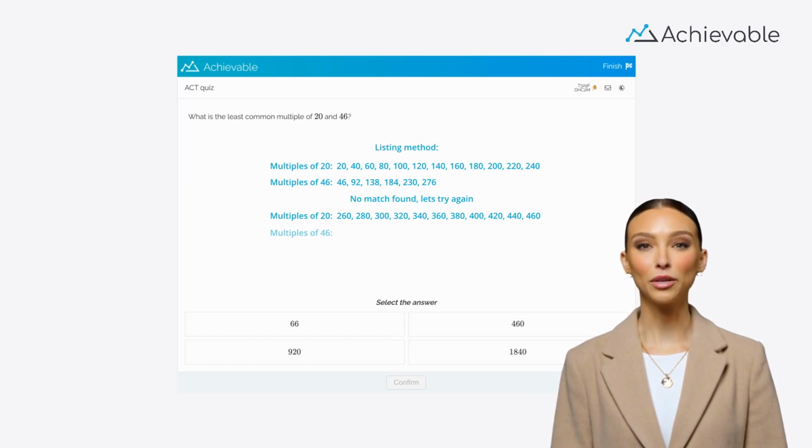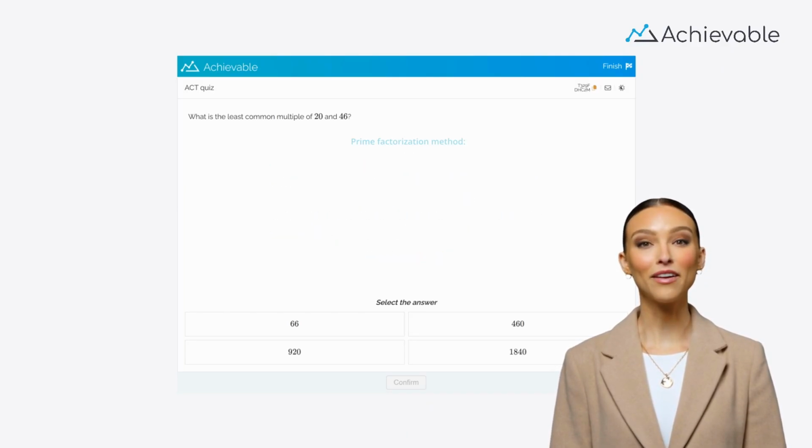Next, let's finish the multiples of 46: 322, 368, 414, 460. There, they both match at 460. Let's switch to a more efficient method, prime factorization.